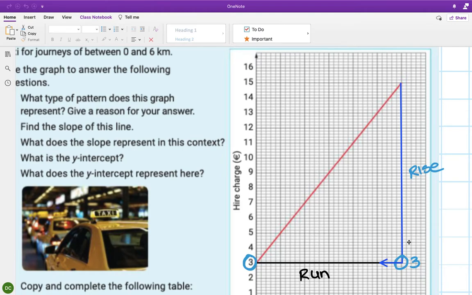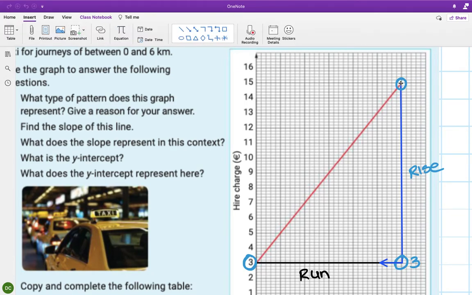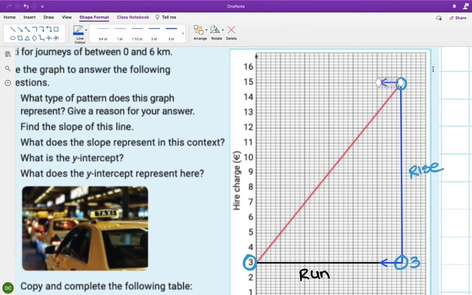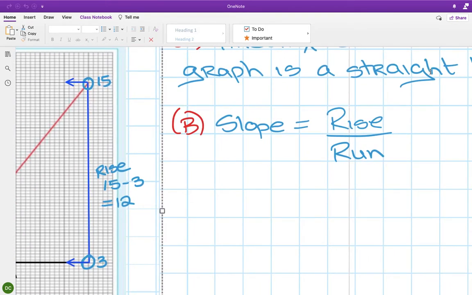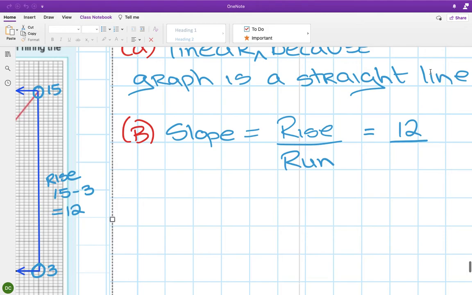Follow the blue line all the way up to its absolute top, and the top of the blue line is there. So again, we look this way to figure out how high it goes, and you can see that that arrow is pointing at 15. So the rise starts at 3 and ends at 15. So we do 15 minus 3, which is 12. And if I go over here, I can put 12 in for the rise.